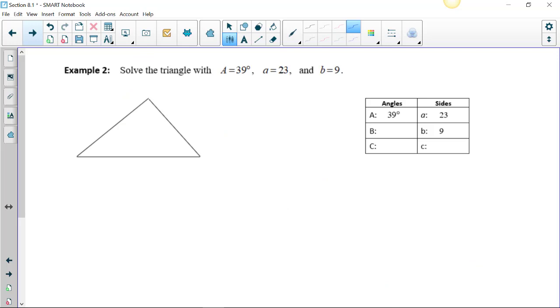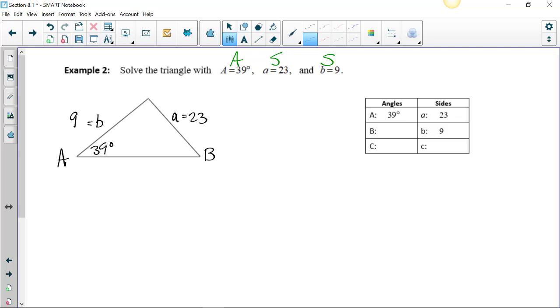Okay, so let's take a look here. Once again, I'm going to set up my drawing the same way. I have an angle, a side opposite, and another side, so this is a law of sines situation. Angle A is 39 degrees. The side opposite, little a, is 23. And my second side that I'm given, I'm always going to put over here. Little b is 9. So I'm trying to find angle B.